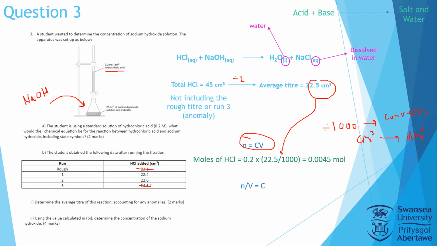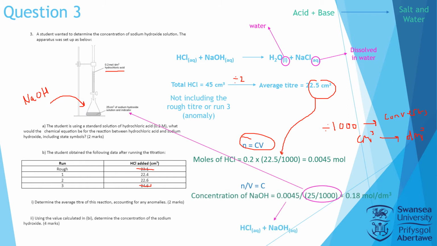So we know that we have 0.0045 moles of HCl, which means we must also have 0.0045 moles of sodium hydroxide. Because if we look at this part of the equation, we've got HCl plus NaOH, a 1-to-1 ratio, which means that for every mole of HCl, we're going to have exactly the same; for each part of acid, we're going to have an equal amount of the base in this situation.